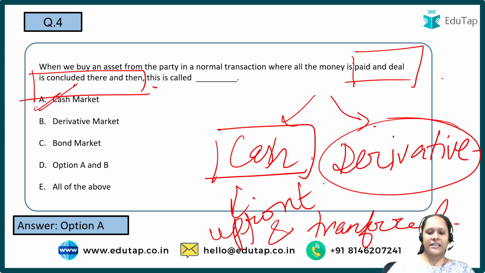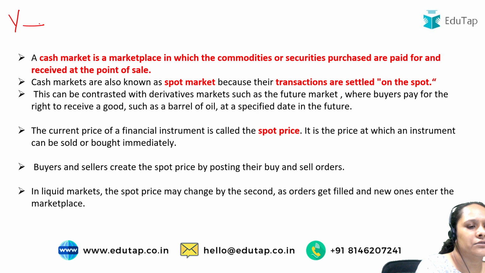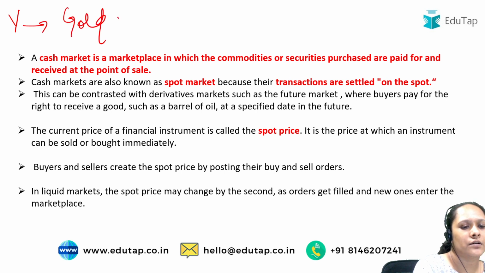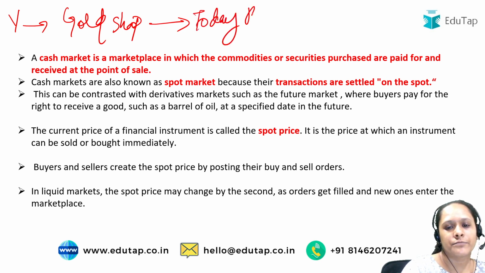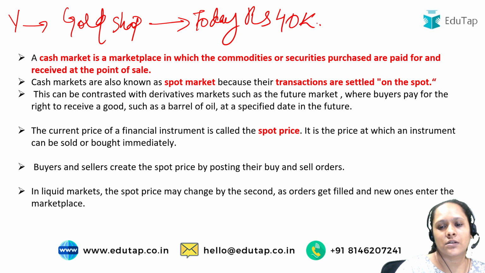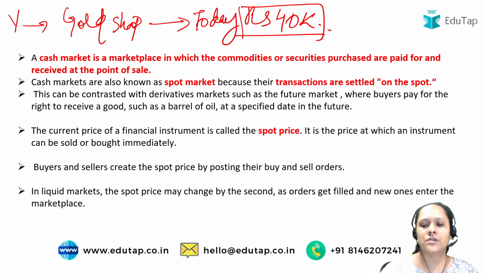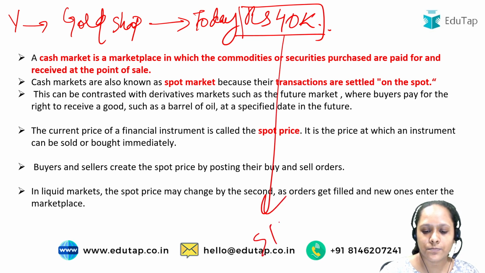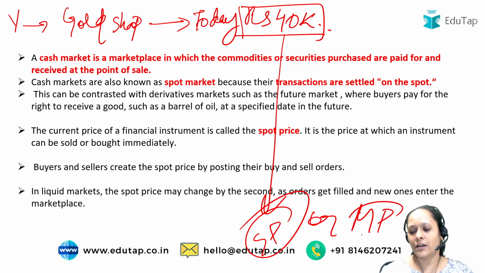ठीक है, कैसे समझोगे कैश मार्केट को? ठीक है, लेट अस अंडरस्टैंड व्हाट इज कैश मार्केट विद एन एग्जांपल. लेट्स से यू गो टू अ गोल्ड शॉप, ठीक है, एंड द कॉस्ट ऑफ गोल्ड टुडे इज ₹40,000. ठीक है, तो ये 40,000 क्या हो गया? दिस 40,000 इज नोन एज द स्पॉट प्राइस, जो प्राइस अभी प्रिवेल कर रहा है, और द मार्केट प्राइस.